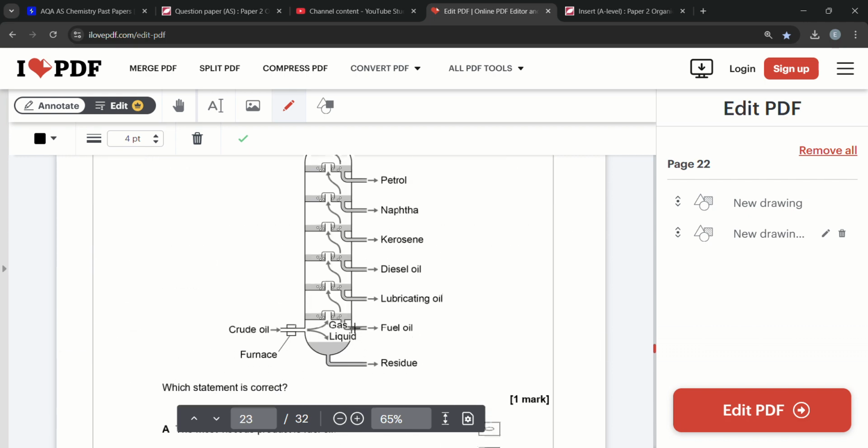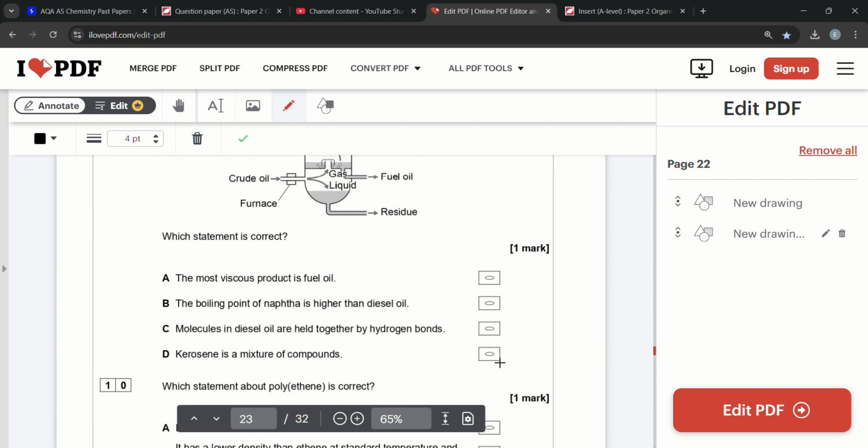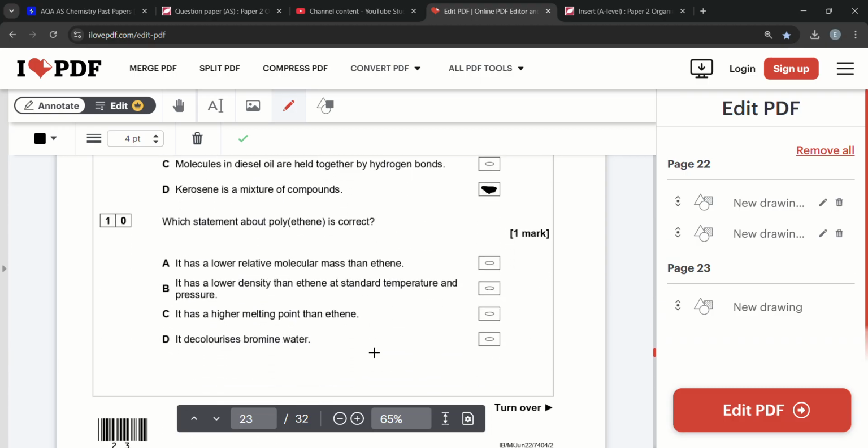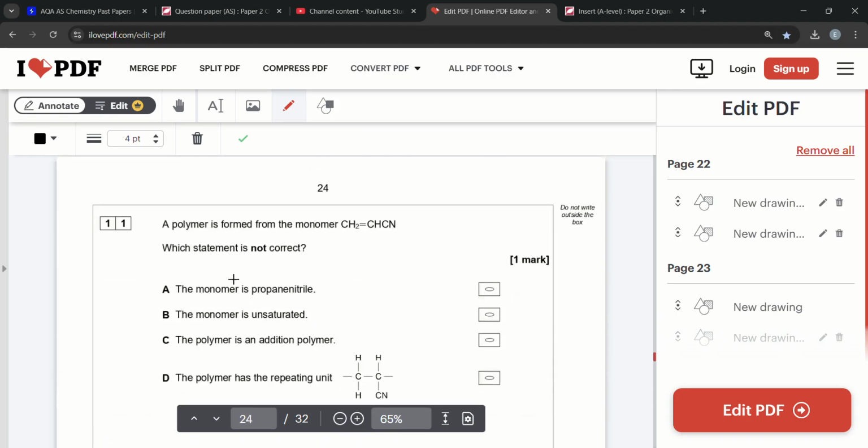What statement is correct? Kerosene is a mixture of compounds. That is absolutely correct. Which statement about polyethylene is correct? It decolorizes bromine water. No, because polyethylene is not going to have any carbon-carbon double bonds. It has a lower density than ethene. It has a lower relative molecular mass than ethene. It has a higher melting point than ethene. That is absolutely true. Which statement is not correct? Which statement is false?